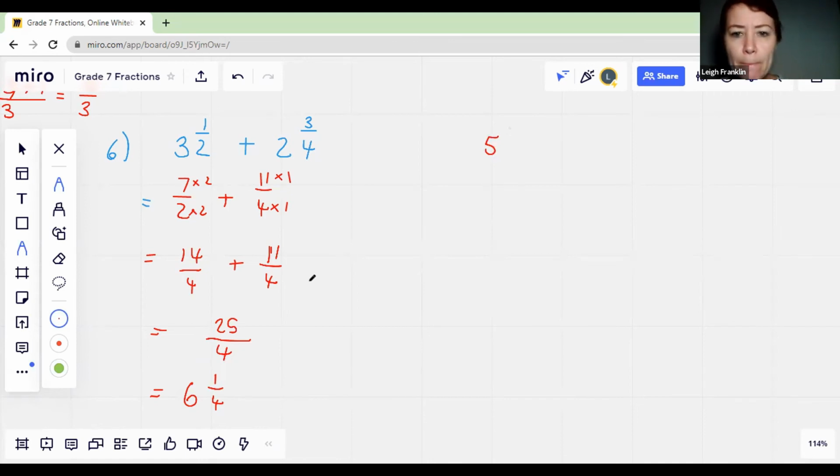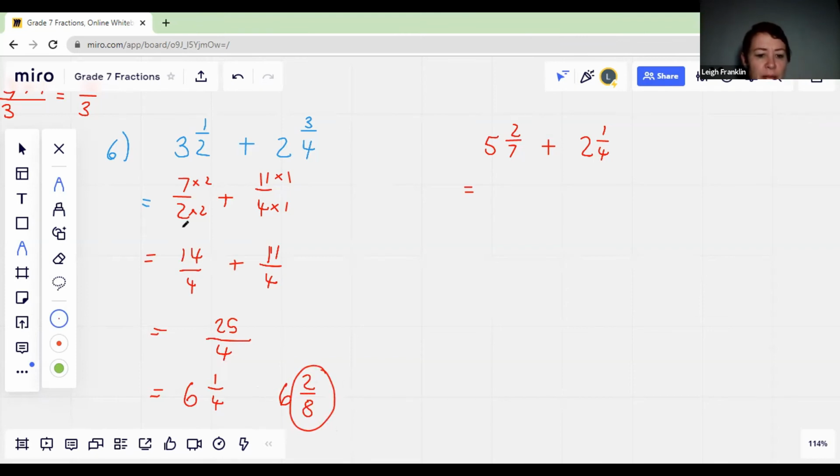Yes, Njabulo? Ma'am, sorry to disturb. No, that's why we're here. Ma'am, 6 and 1/4. Will they want you to simplify it further than 6 over 4? Yes, so you can't leave 6 over 4. Somebody said that they had their answer as 6 and 2 over 8. Now this is the bit that they would expect you to simplify.